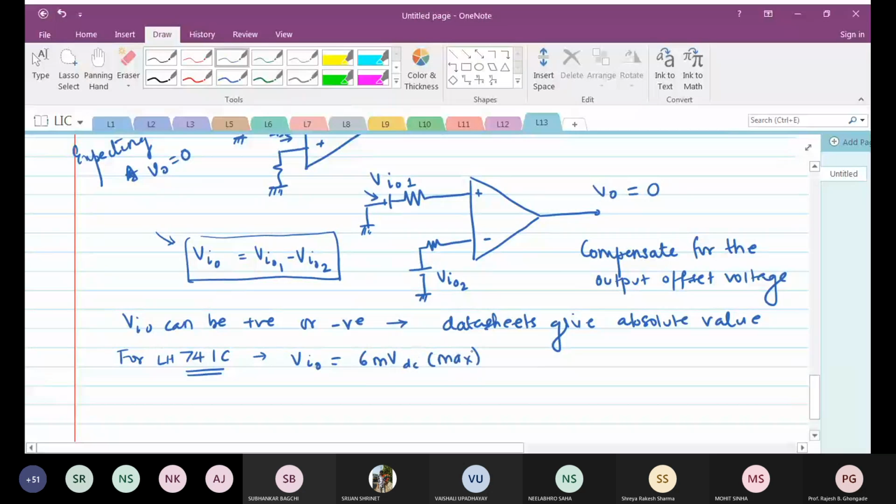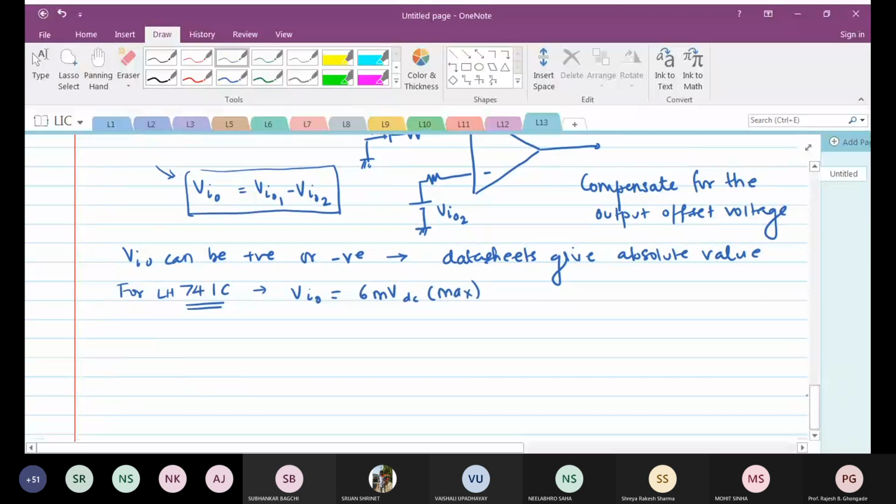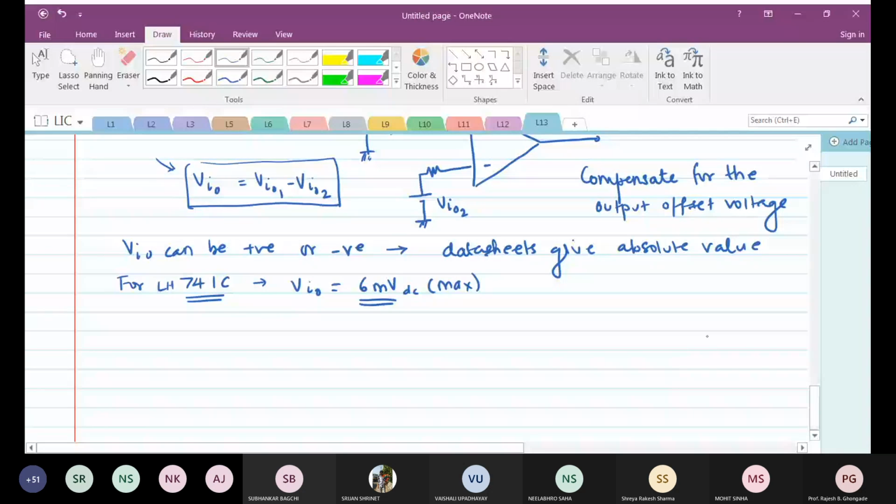So what do you mean by that? The manufacturer says that in order to compensate for the imbalance or the output offset voltage, you have to first of all apply 6 millivolts at the input, of course DC, so that the output voltage will be exactly 0, and then you can start working with it. It is like, guys, your weighing scale.